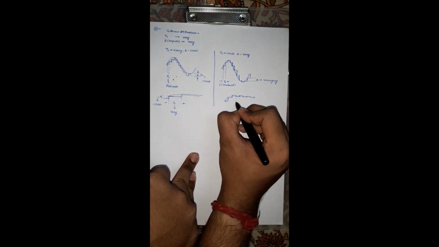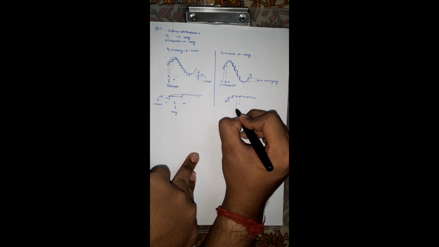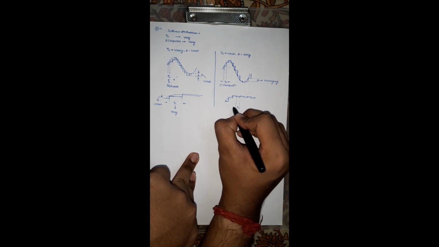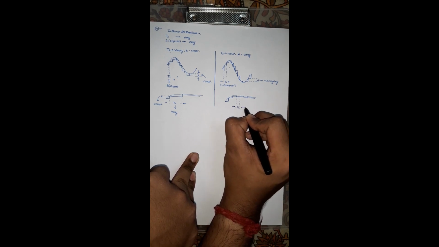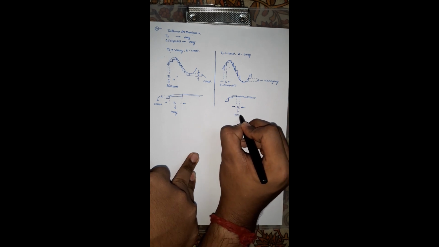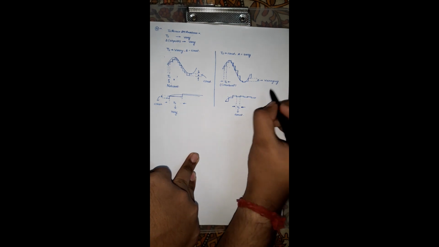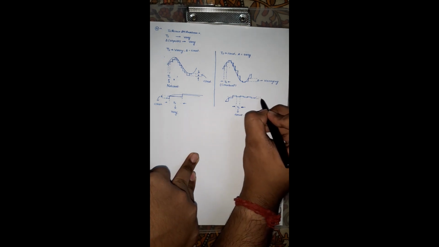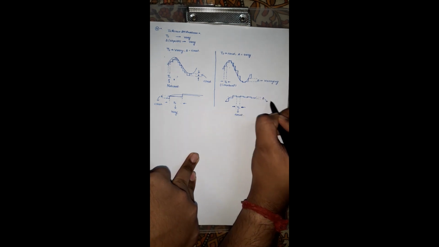You can see that this TS is constant, but the step size, that is delta, varies. Okay, the TS is constant here, but the delta is varying.